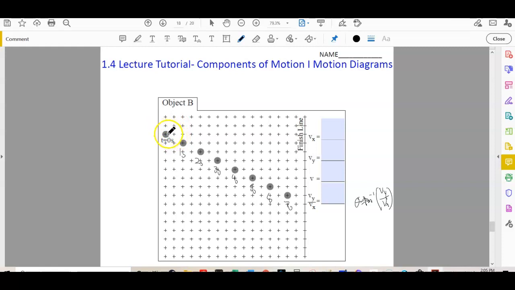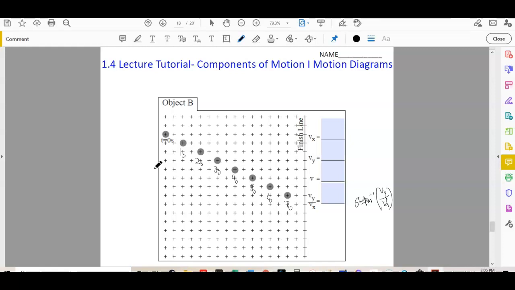So here's what I want you to do. From time 0 to time 1, I want you to figure out what its velocity is from 0 to 1 seconds in the X direction and in the Y direction, and then what its overall velocity is. Go ahead and try this out, just from 0 to 1 second.